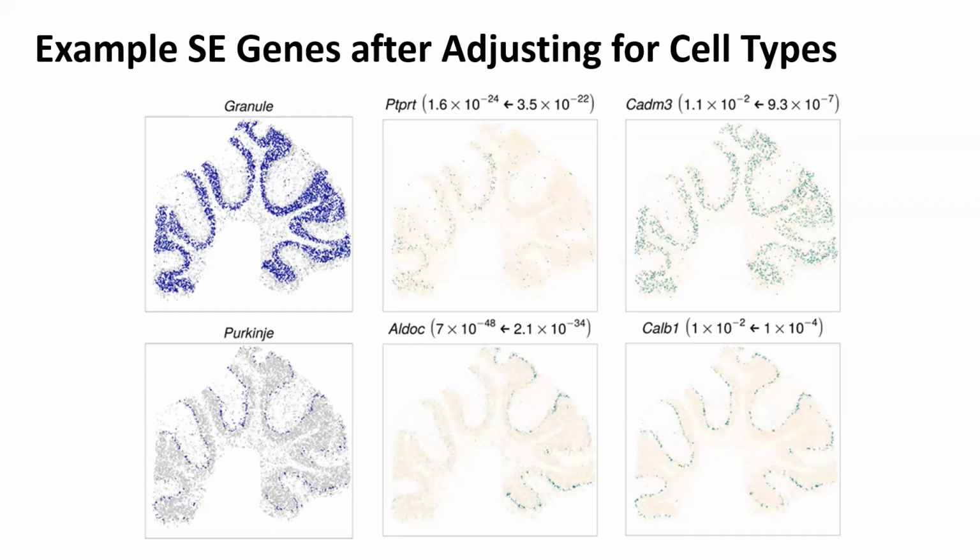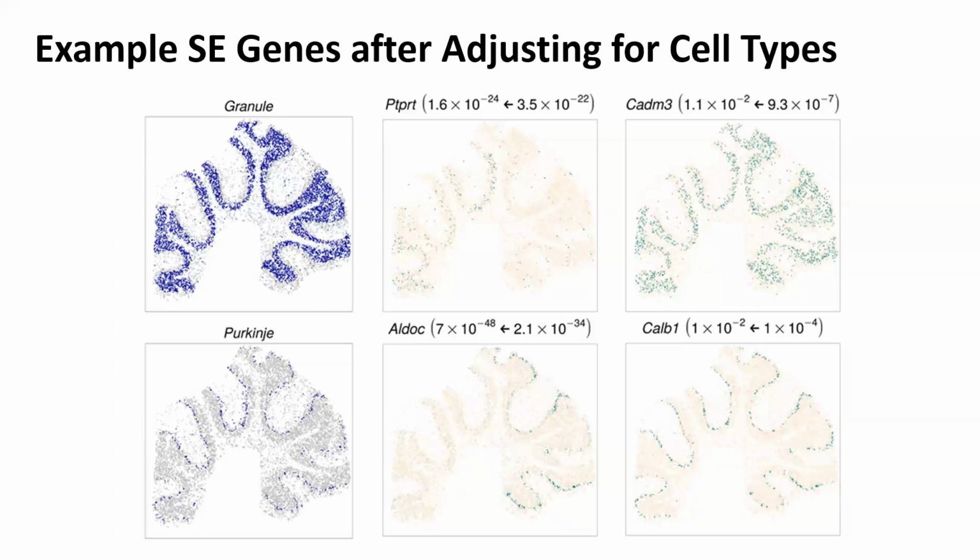And if you look at the right column first, the CAD-M3 and CALB1, those two genes are essentially cell type marker genes. The top one is the granular cell type marker, the bottom one is the Purkinje cell type marker. You can see that the initial p-value is significant, but after controlling for cell type, it's no longer significant. The bottom is also initial p-value significant, and after controlling for cell type, it's no longer significant. So that's as expected. Now, the middle two are most significant both in the initial analysis and also after the cell type control.